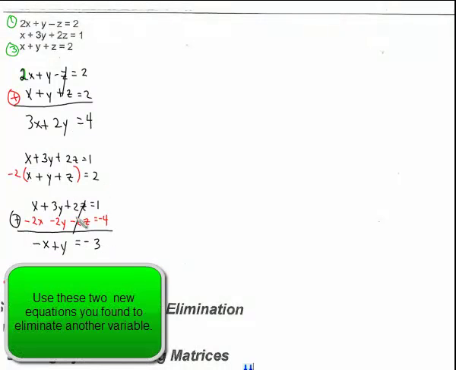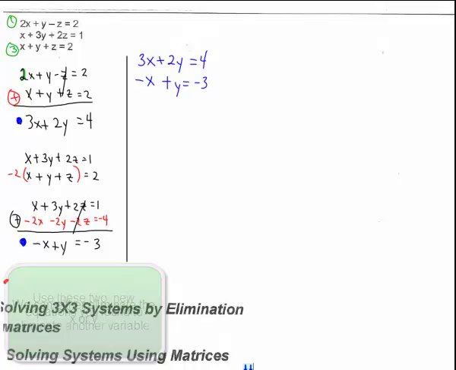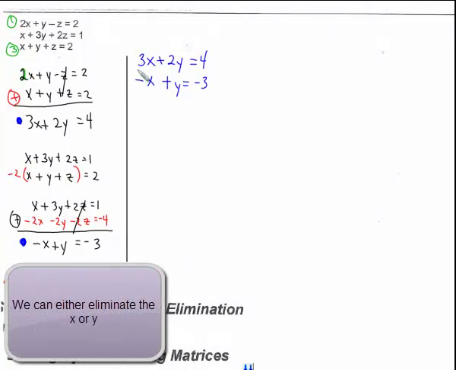Now I have two equations that are just x and y. So I'm looking at this equation and this equation. Let's write these equations up on top. In the next column, 3x plus 2y equals 4. Negative x plus y equals negative 3. I notice that I can eliminate the x's if I multiply by 3, or I can eliminate the y's if I multiply by a negative 2. I will go ahead and use 3 here because it's nice.